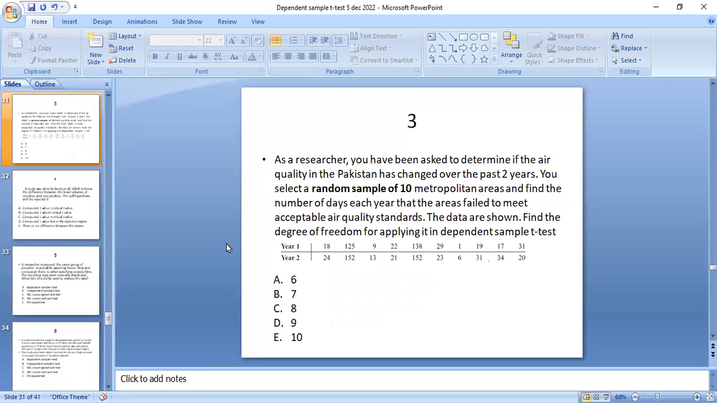Third MCQ is, as a researcher, you have been asked to determine if the air quality in Pakistan has changed over the past 2 years. You select a random sample of 10 metropolitan areas and find the number of days each year that the areas fail to meet the acceptable air quality standard. The data are shown. Find the degree of freedom for applying it in the dependent sample t-test. The random sample is of 10, so we have to find the degree of freedom. What would it be: 6, 7, 8, 9, or 10?